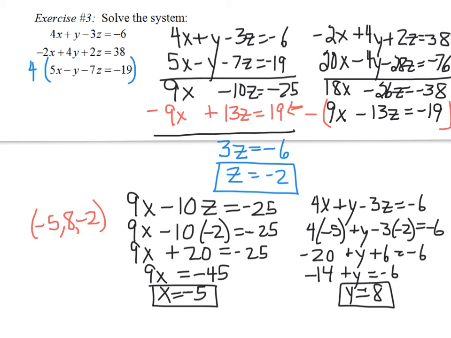I can even use my calculator to check this by storing negative 5 for x, 8 for y, and negative 2 for z in my calculator, and then typing these equations in using the variables x, y, and z. You'll have to use the alpha key if you're going to try that on your calculator. Let's move ahead to exercise number 4.